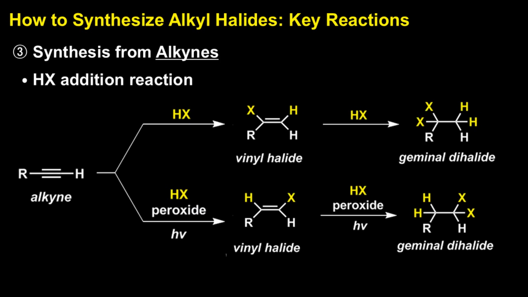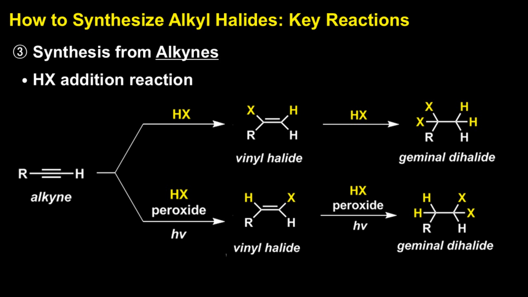Just like alkenes, alkynes can also react with HX or X2, but the outcome's a bit different. When you add one equivalent of HX to an alkyne, the reaction follows Markovnikov's rule. The halogen adds to the more substituted carbon, giving you a vinyl halide. If you keep adding HX, the second halogen goes to the same carbon, forming a geminal dihalide. This works under both regular electrophilic conditions and radical conditions.